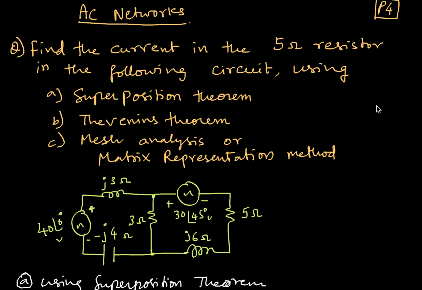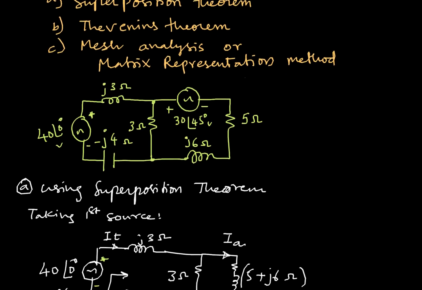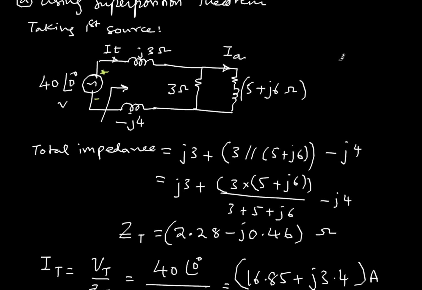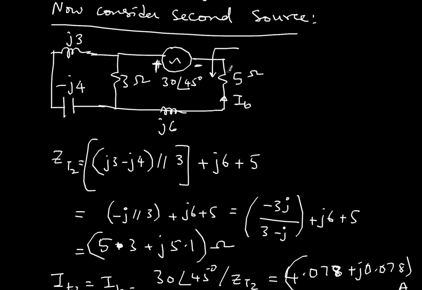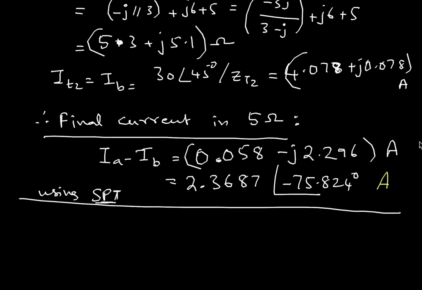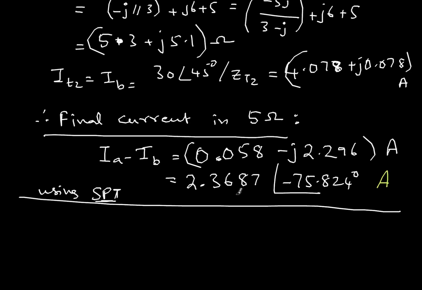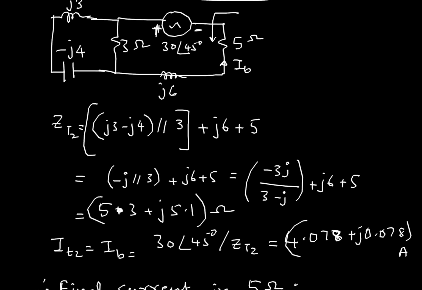So just a quick review of the superposition theorem. What we did was consider one source at a time. So this source is short circuited and this source is considered, and I found the current here. Then I considered the other source and again found the current. Adding these two currents together, I got the final answer as 2.3687 amperes at an angle of minus 74.824 degrees. That was with the superposition theorem. Now the question is, if I use Thevenin's theorem or any other theorem, will I get the same answer or a different answer? So let's check that.